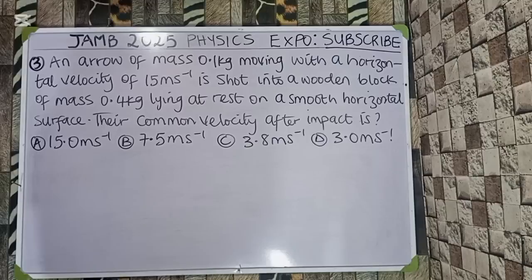An arrow of mass 0.1 kilograms moving with a horizontal velocity of 15 meters per second is shot into a wooden block of mass 0.4 kilograms lying at rest on a smooth horizontal surface. Their common velocity after impact is what? Option A, 15.0 meters per second. Option B, 7.5 meters per second. Option C, 3.8 meters per second. Option D, 3.0 meters per second.